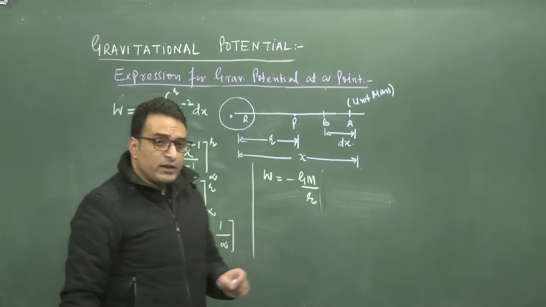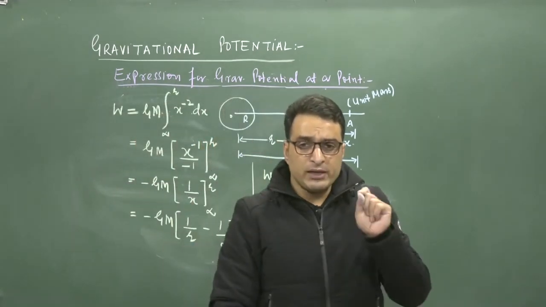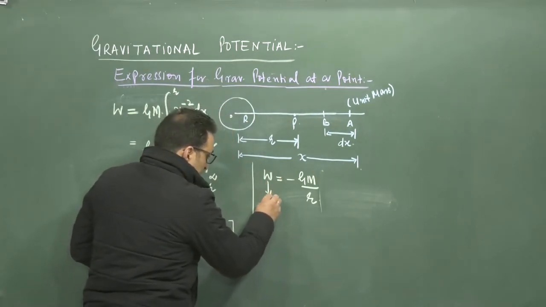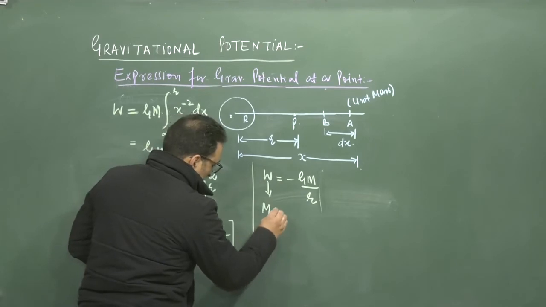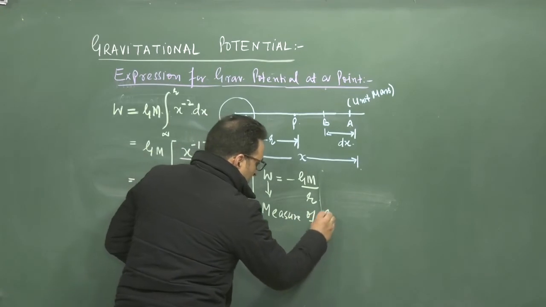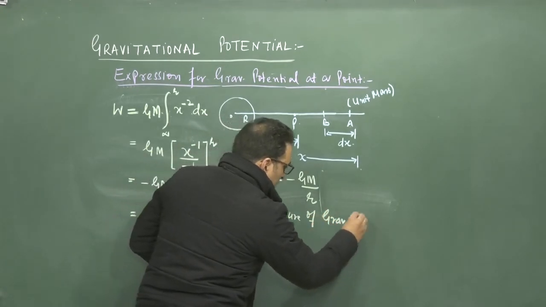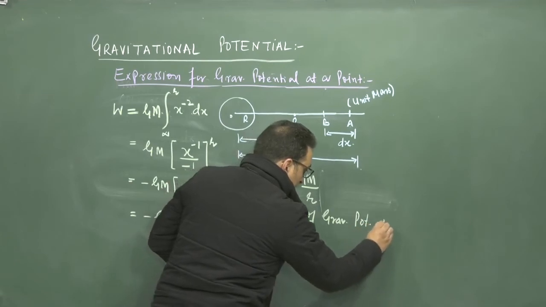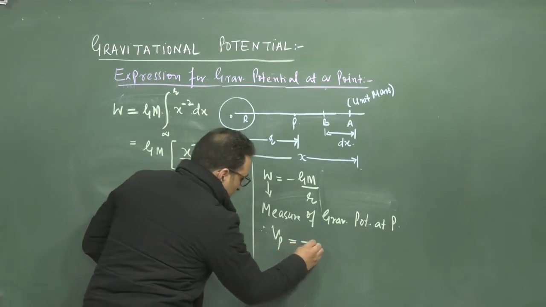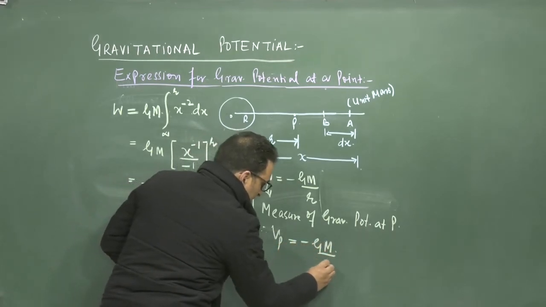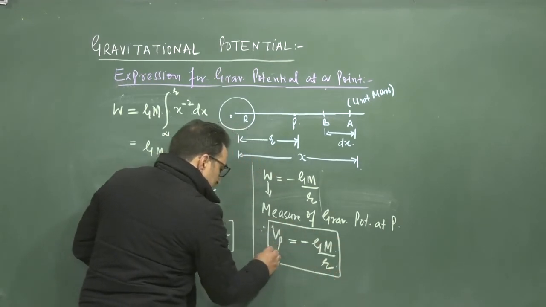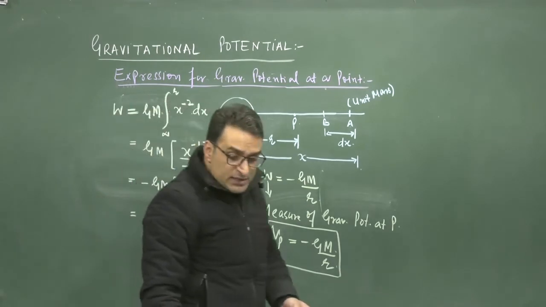This work done in order to move the body of unit mass from infinity to the given point P is a measure of gravitational potential. It is the measure of gravitational potential at P. Therefore, I can write Vp equals minus GM upon r, which is the required expression for the gravitational potential at a given point, that is at a point P.